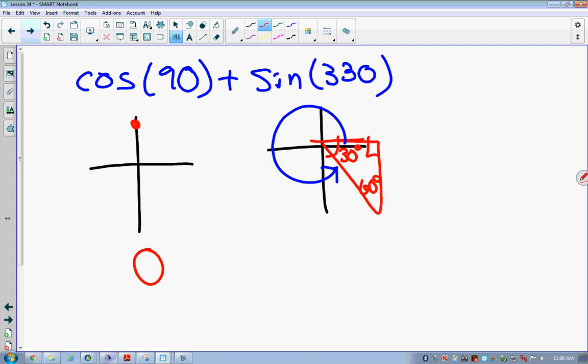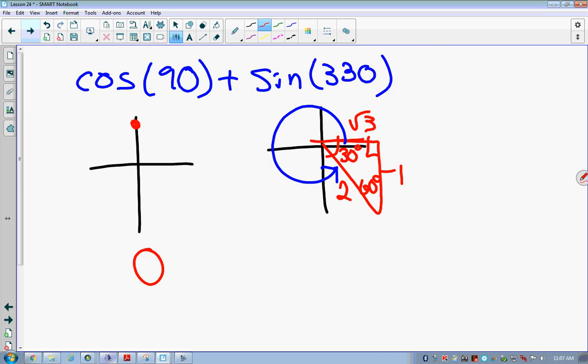Okay, so what's opposite of 30? 1. What's opposite of 60? What's my hypotenuse? 2. Okay, what's missing? What did I not do that I should have done? What's opposite of 30? Anybody see their mistake? Where am I? Look at where you are on the coordinate plane. It has to be a negative 1 because I'm below the x-axis, okay?